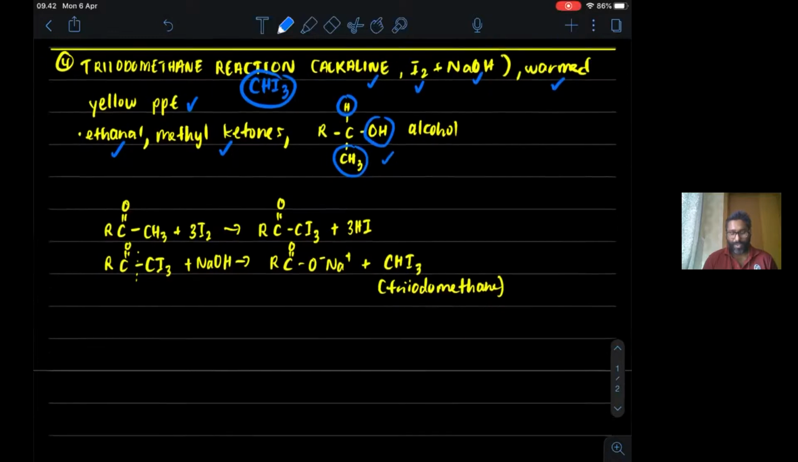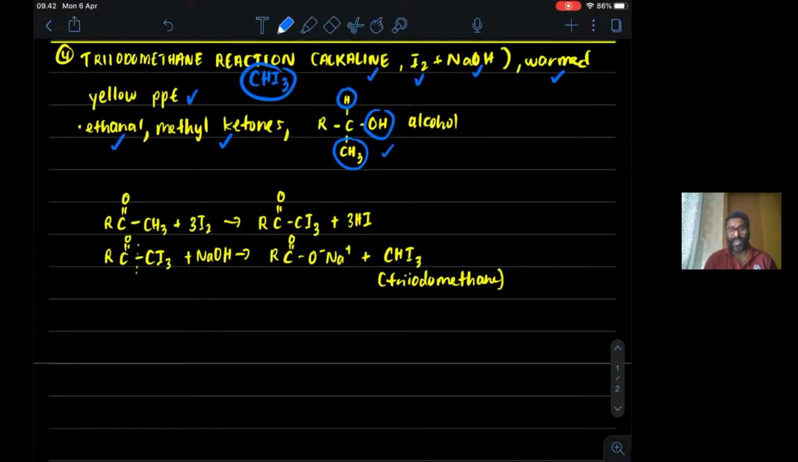If I put it in the form of an equation, what exactly happens over here? If you have any compound that has this C double bond O and CH3, if you have that compound, triiodomethane is important. You need to know that they are going to test for this reaction, and for this group. If you have this group, it can give you a positive reaction for a carbonyl compound. Generally they will give you a positive reaction.